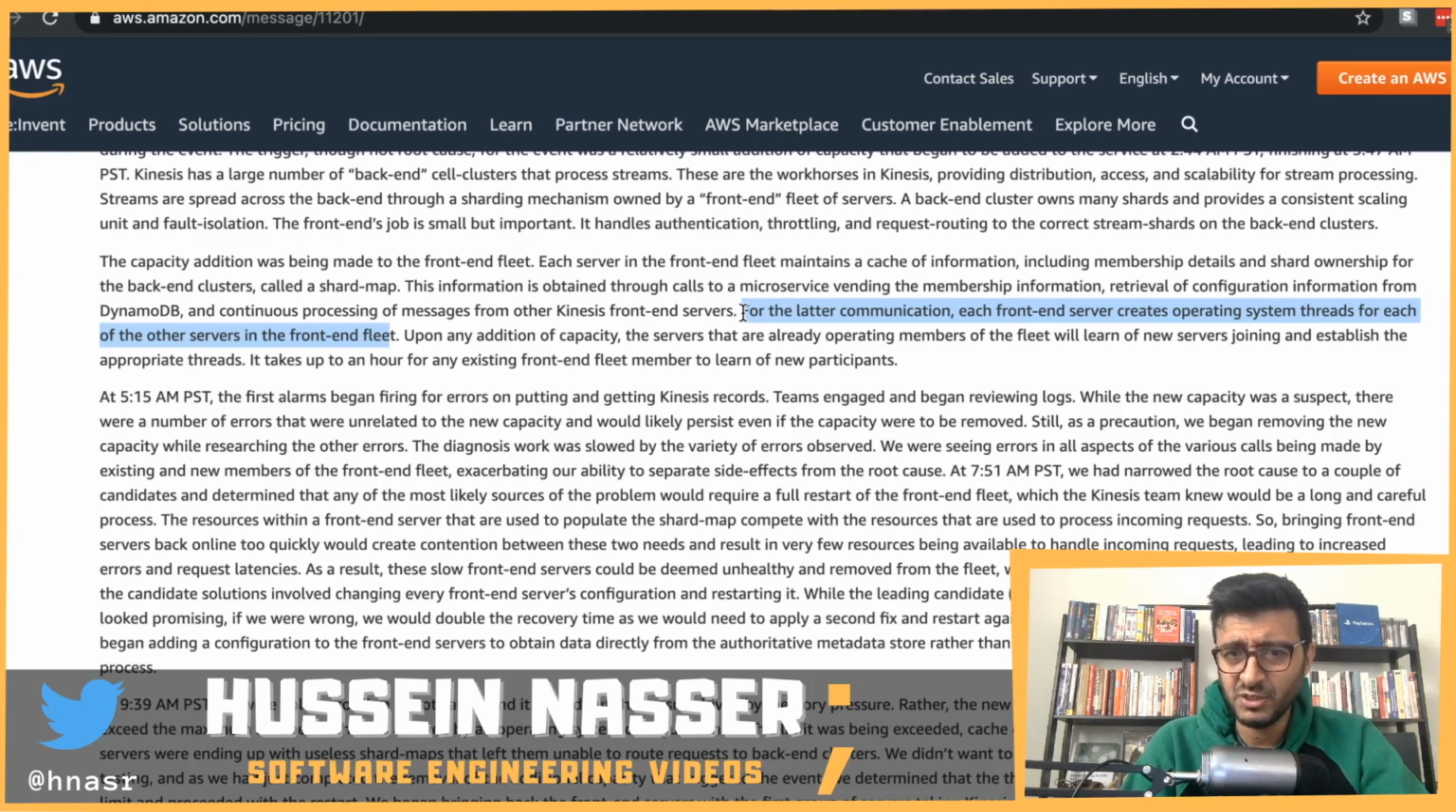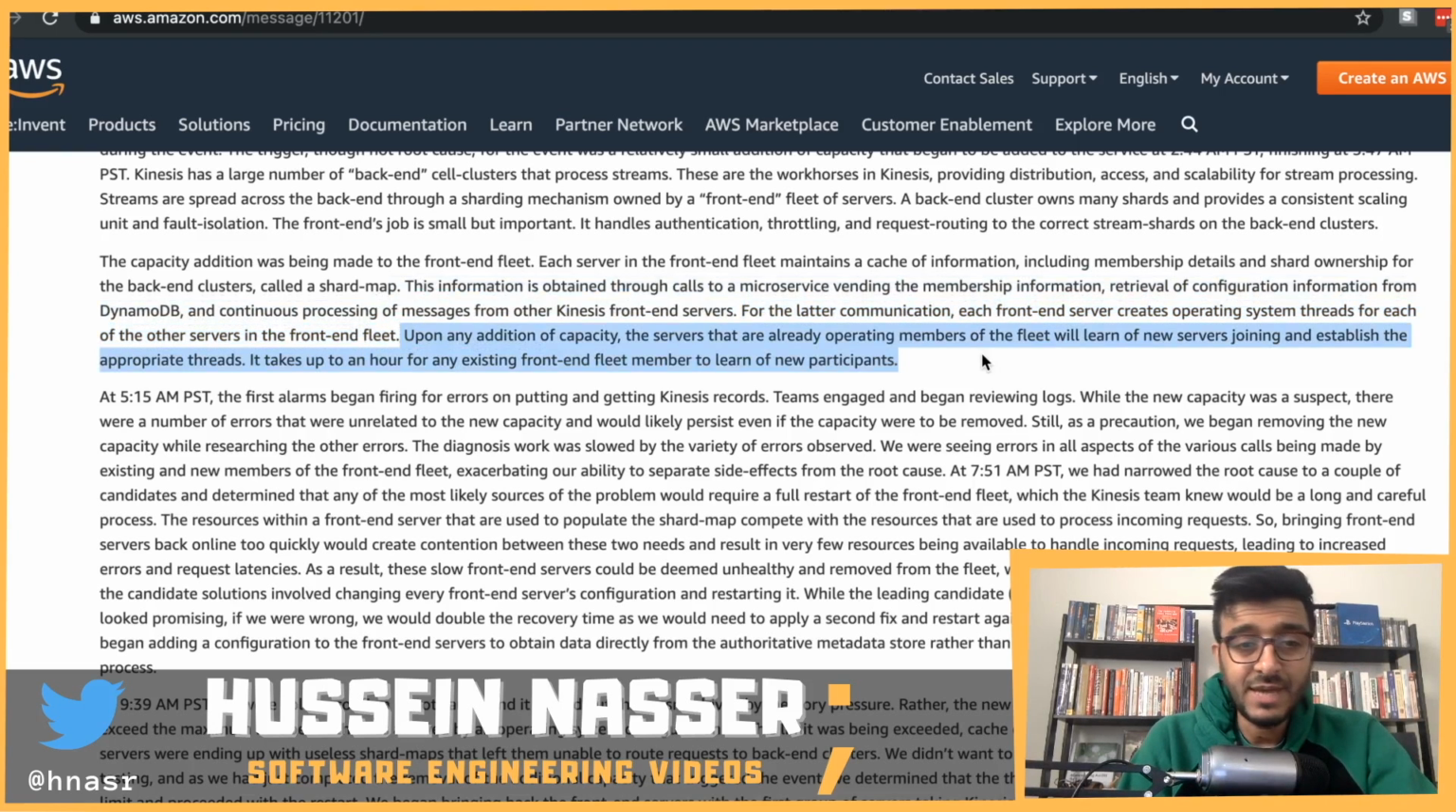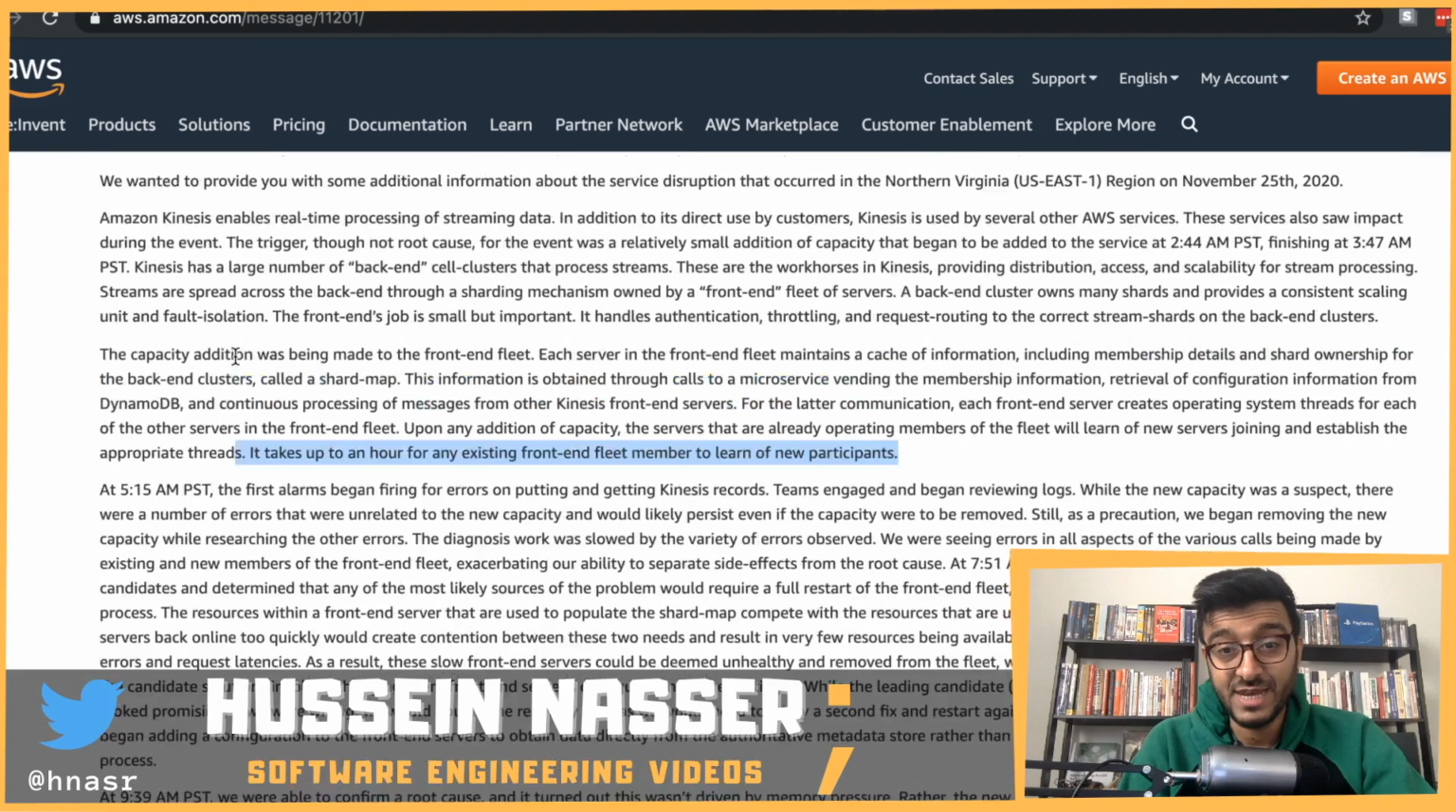It's just very inefficient. We tell people, hey, peer-to-peer is great for a few people, for a few machines, for a few participants, but the moment you explode to multiple hundreds, it just doesn't scale, right? We know this, the mesh architecture. But with any addition of capacity, the servers that are already operating members of the fleet will learn of new servers joining and establish the appropriate threads. It takes up to an hour for an existing fleet member to learn of a new participant.